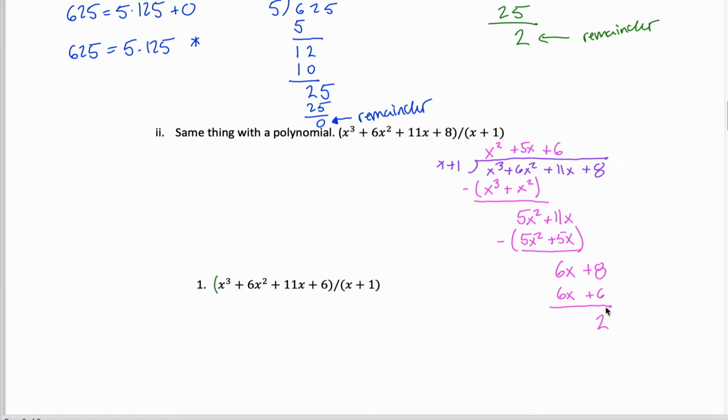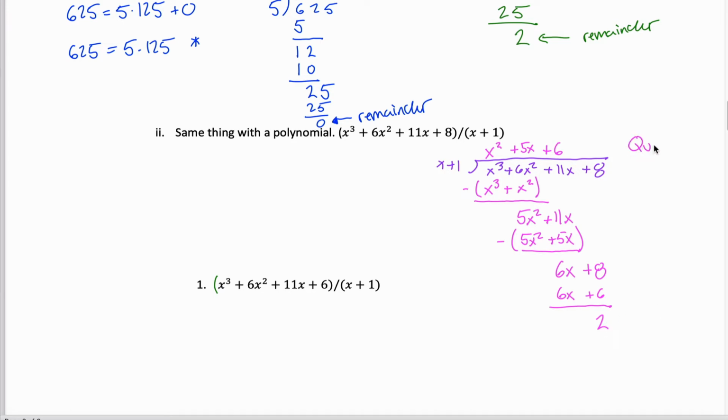I know I'm done because the degree of this polynomial, which is just 0, is less than the degree of this polynomial, which is 1. But in our class, this will always be linear. It'll be x plus or minus something. So we're done when this is just a number, doesn't have any x's in it left.